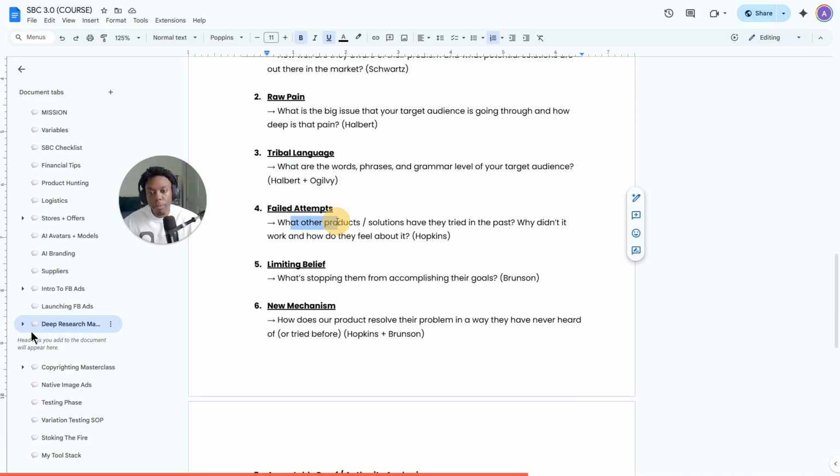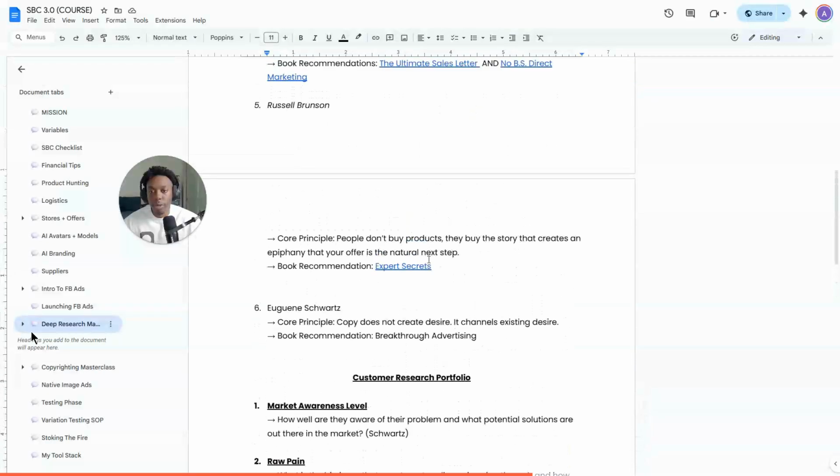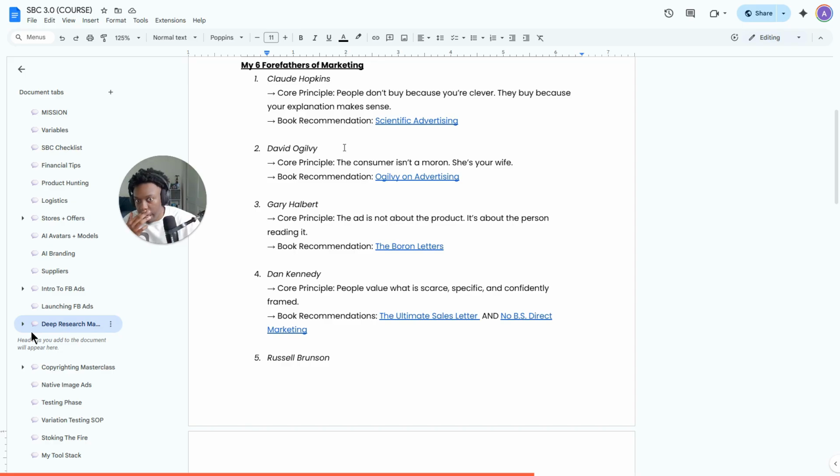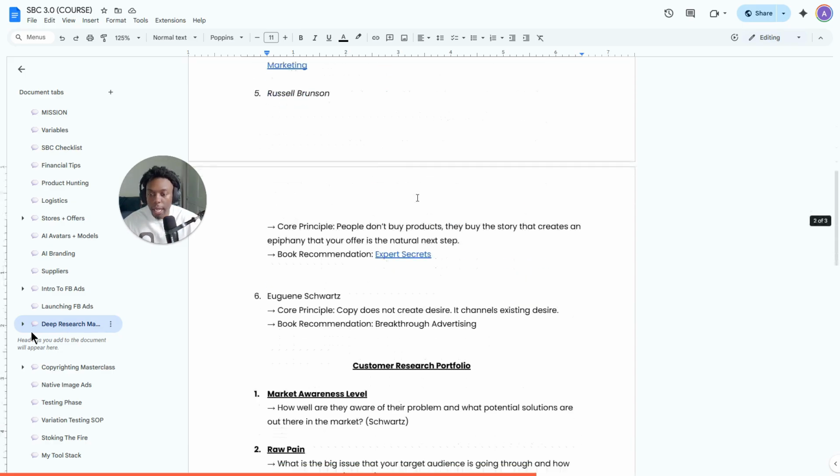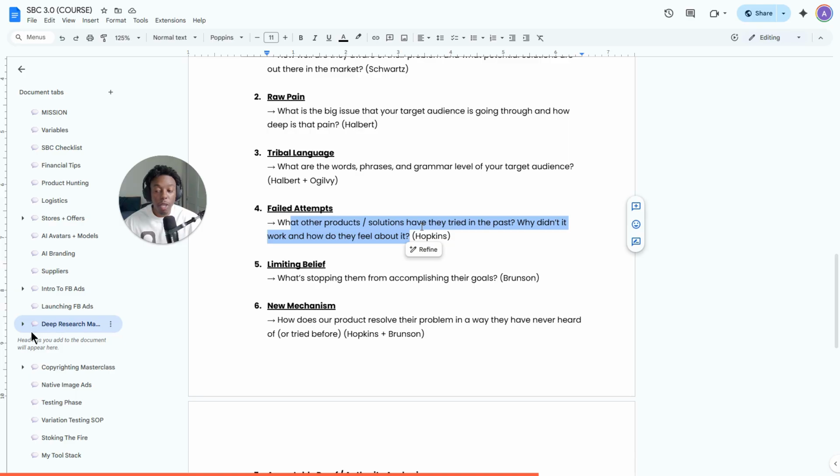Failed attempts, right? So what other product solutions have they tried in the past? Why didn't it work? And how do they feel about it? This is pulled directly from Hopkins. It's really important that we understand what other solutions are out there, because we don't want our customers to feel like we're just another product in the market. This is how we fight against competition. We don't want too much competition, but by nature, you're always going to have some level of competition. But this is how we can fight against that competition, and also get people that read our long form copy not feel as if they have to just go to Amazon to buy it. They actually should come to us.